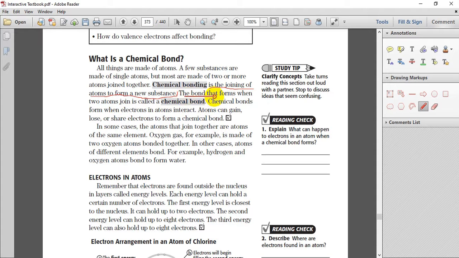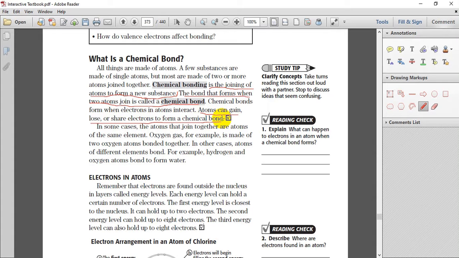So what is the meaning of chemical bond? The bond that forms when two atoms join together. Okay? This is the main important part in this paragraph. So in this part, atoms can gain or lose or share electrons. These are the three ways atoms make chemical bonds: by sharing, by losing, by gaining electrons.